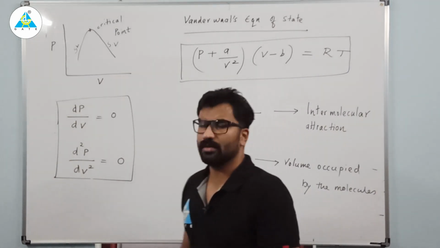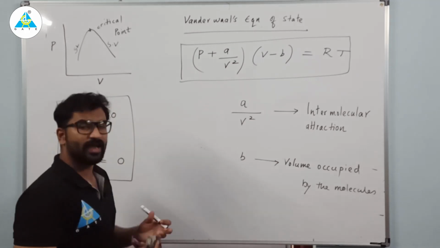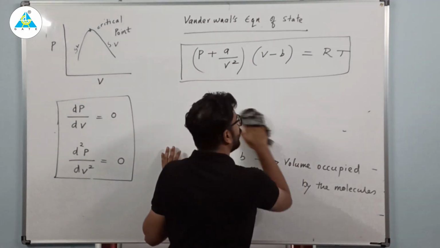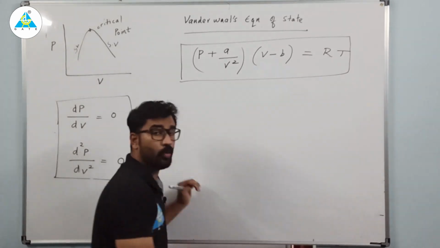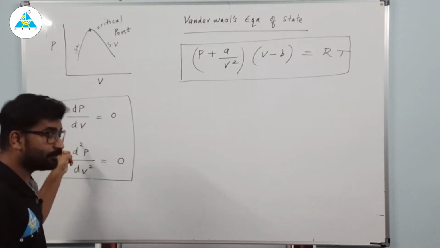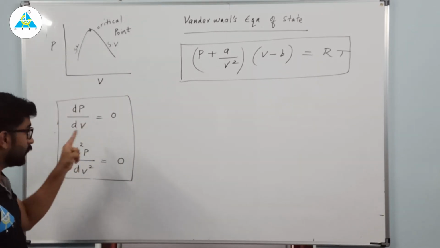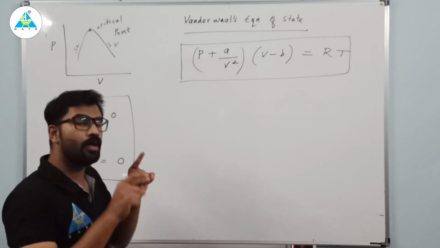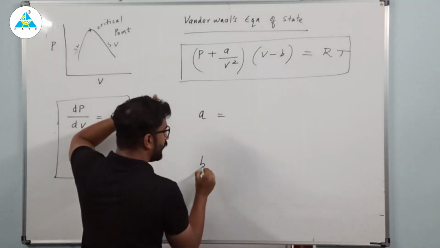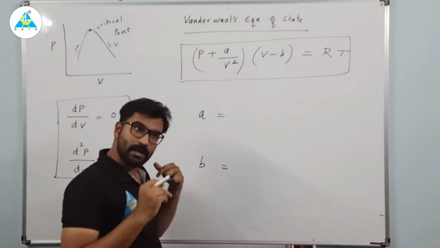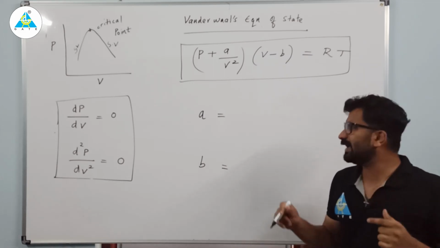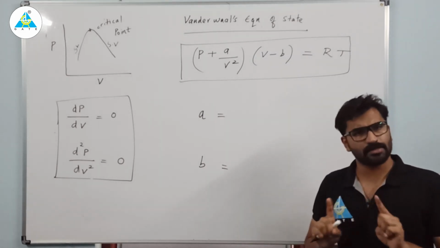Now, if you ask me whether you need to remember the value of A and B, it is your choice. Whether you want to remember the value of A and B, or if you want, you can derive it by applying these two things, that is dp by dv is equal to 0 and d square p by dv square equal to 0. By applying this, you can find the value of A and B. Sometimes they can ask, but so far in GATE, based on the value, they haven't asked any question.